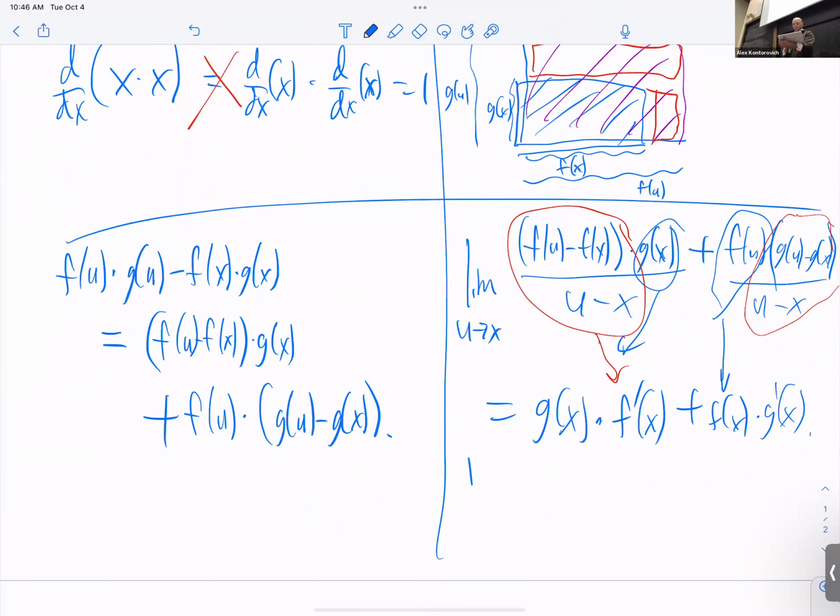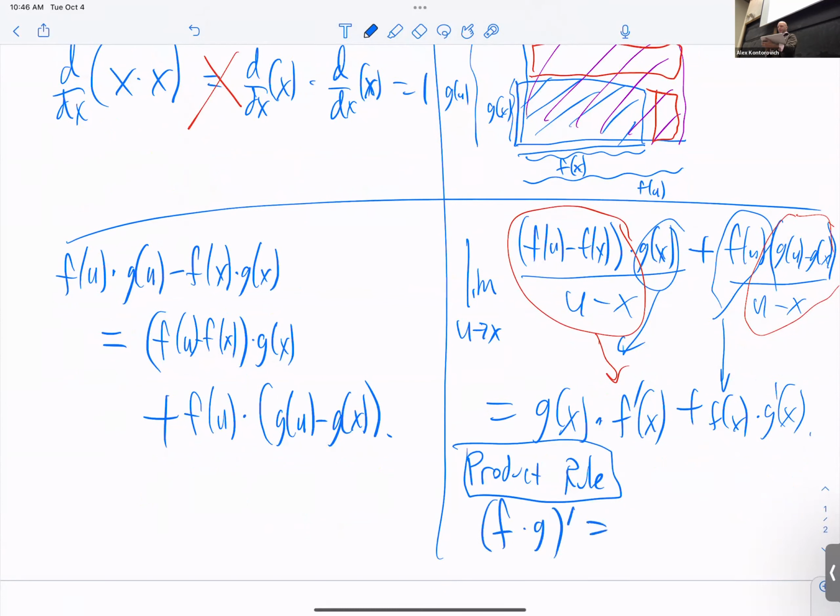So this is the real product rule. It's not as simple as just taking the product of the derivatives. If you want to differentiate a product, you take the derivative of the first thing, so that's f prime, times the actual value of the second thing, plus the value of the first times the derivative of the second.